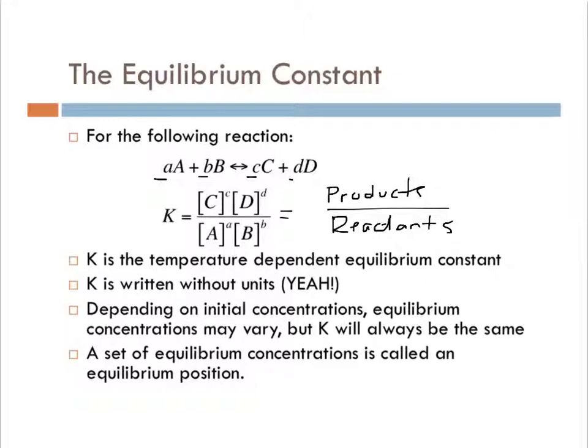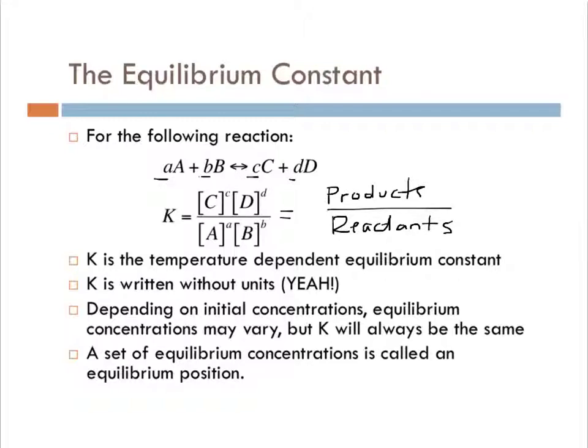Now temperature has a very large effect on our equilibrium, because that also depends on what type of reaction. Is it exothermic? Is it endothermic? So just like our temperature affects the rate of a reaction, it's going to therefore affect the rate at which our products go to reactants and reactants go to products.